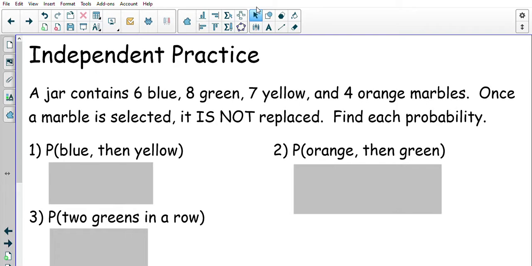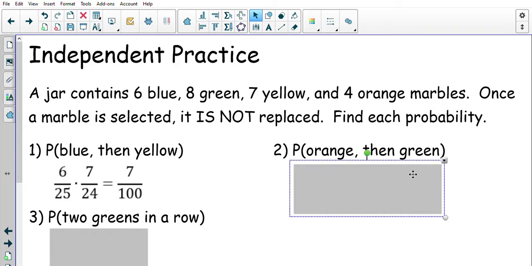A jar contains 6 blue, 8 green, 7 yellow, and 4 orange marbles. Once a marble is selected, it is not replaced. Find each probability. So blue then yellow. Hopefully you recognize that we have 25 marbles here. 6 plus 8 is 14, plus 7 is 21, plus 4 is 25. So blue is 6 out of 25. Yellow is 7 out of 24. We cannot reduce either of those fractions, but we could cross reduce. We end up getting 7/100ths.